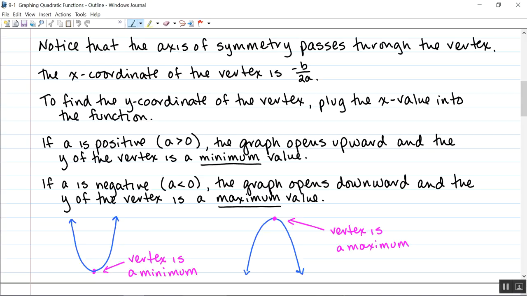If a is a positive number, that is if a is greater than 0, the graph opens upward and the y of the vertex is a minimum value, and that would look like this graph right here on the left. If a is negative, or a is less than 0, the graph opens downward and the y of the vertex is a maximum value, and that's this graph right here. The vertex is a maximum.